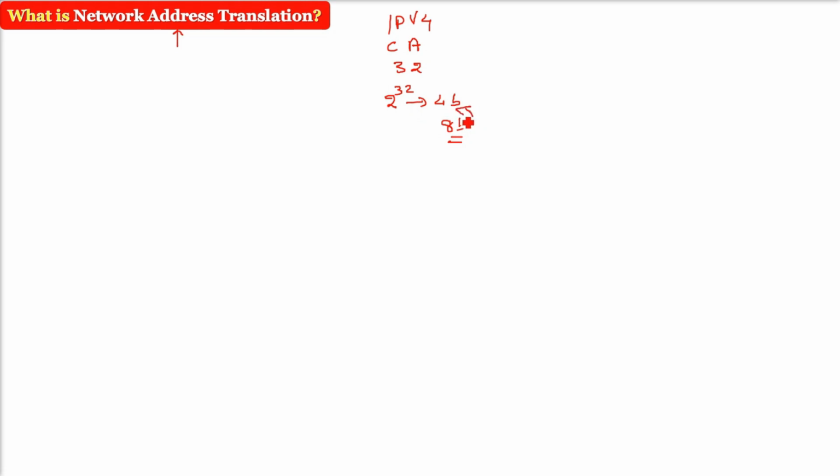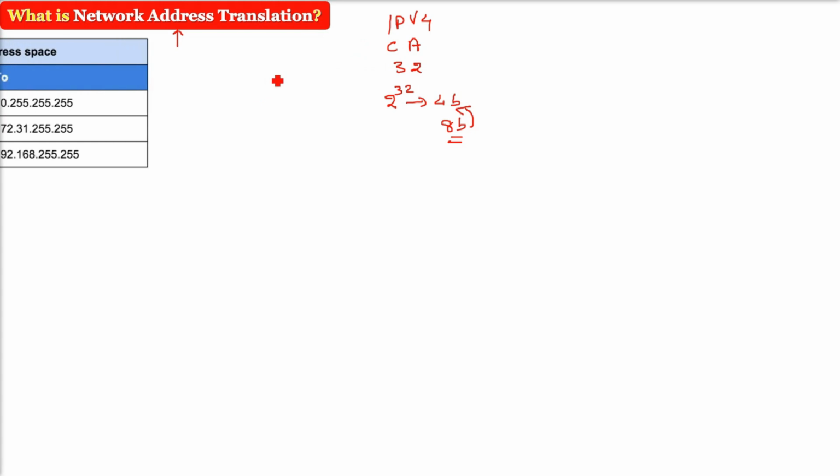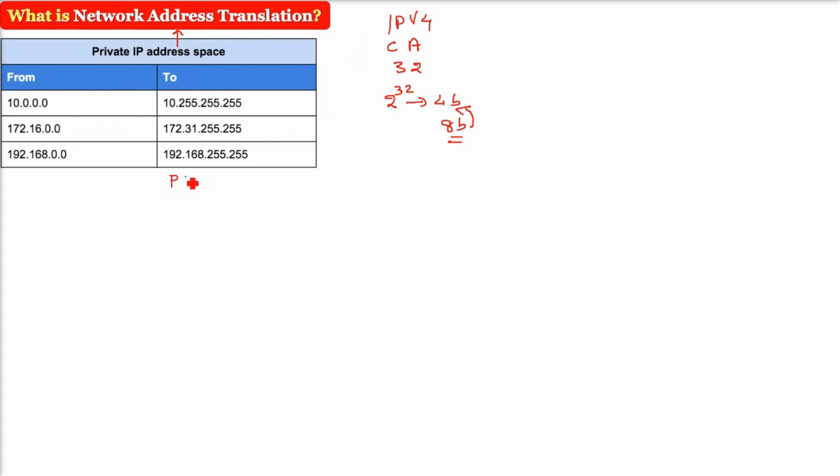And there are only 4 billion addresses in IPv4. I'm not talking about IPv6 because it has 2 to the power 128 addresses, so there is no problem there. But here, the scenario is we have a public IP and a private IP. Only the public IP can be used on the internet. We also have private IPs, class A, B, C, and D and E we don't use.